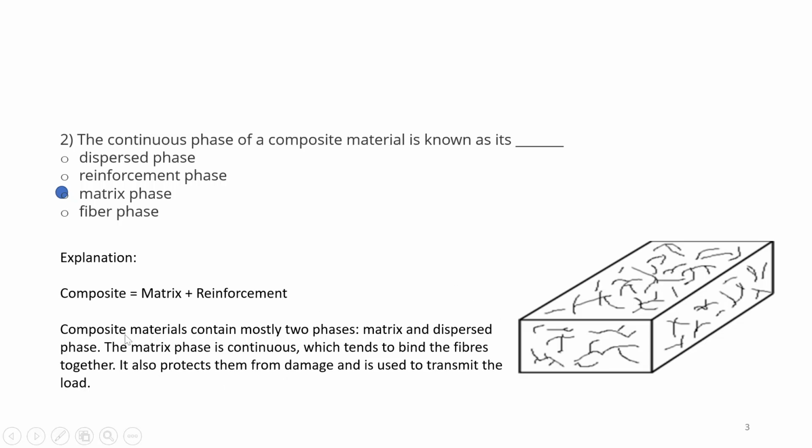Next, the explanation: composite materials contain mostly two phases, matrix and dispersed phase. The matrix phase is continuous, which tends to bind the fibers together, and it also protects them from damage and is used to transmit the load. So at the interface, some of the load is transferred to these fibers or particles, which have higher strength, and this matrix will also be carrying some load.